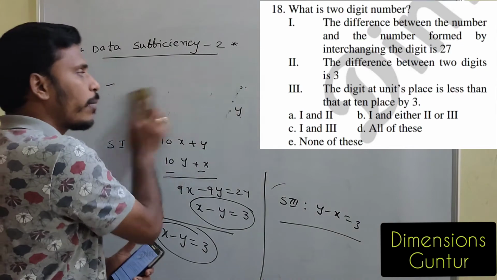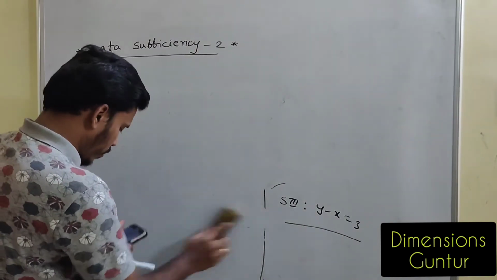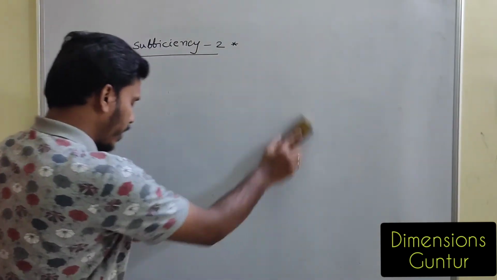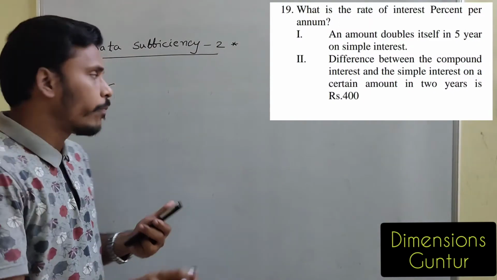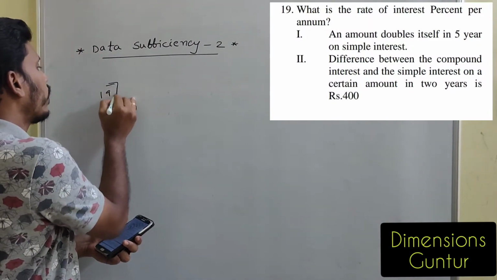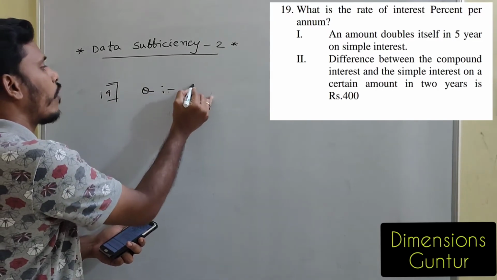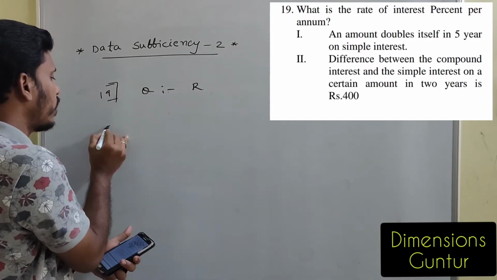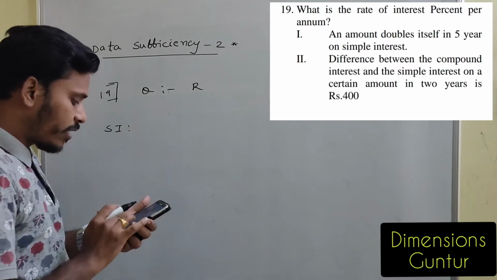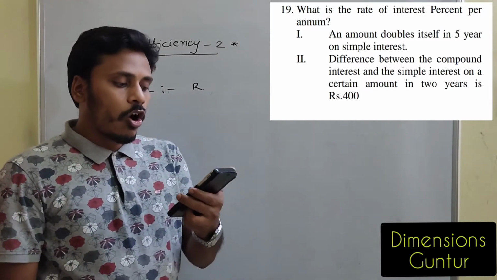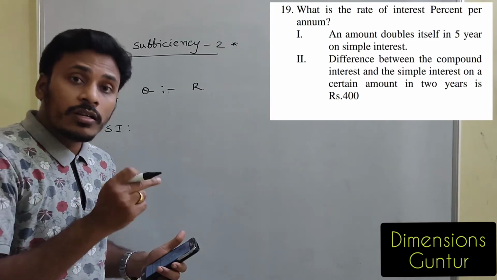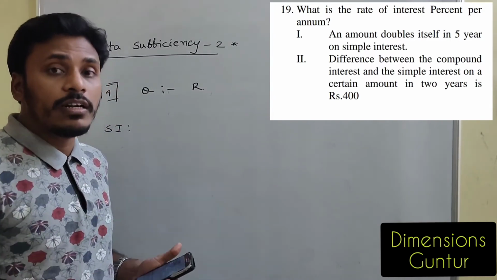Then, you need to think about the 19th one. Just think about it. Read the problem. What is the rate of interest percent per annum? For the 19th problem, the question part is asking you to find the rate of interest percent per annum. Whereas statement 1 is giving that an amount doubles itself in 5 years on simple interest. Right. On simple interest, an amount gets doubled in 5 years.